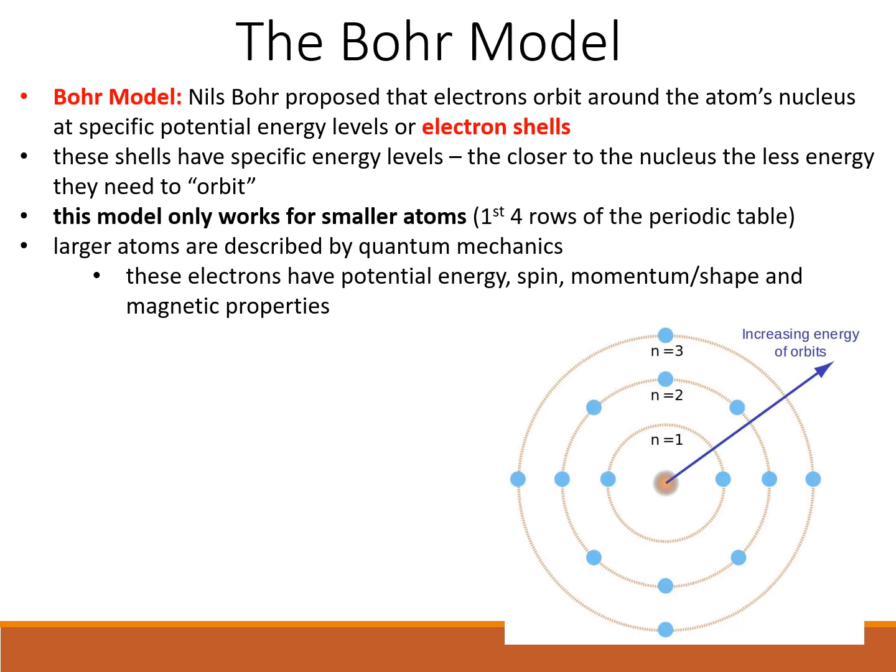Where did the Bohr model come from? Well, it came from a gentleman named Niels Bohr, and he proposed that electrons orbit around the atom's nucleus at very specific levels of potential energy called electron shells. Each shell has a very specific energy level. The closer the shell is to the nucleus, the less energy the electron requires to orbit. So the further out you get away from that nucleus, the more energy you need to put in to get that electron to orbit around. Now again, this only works for about the first 4 rows of the periodic table of elements. We get bigger than that, and we're going to have to get into quantum mechanics.